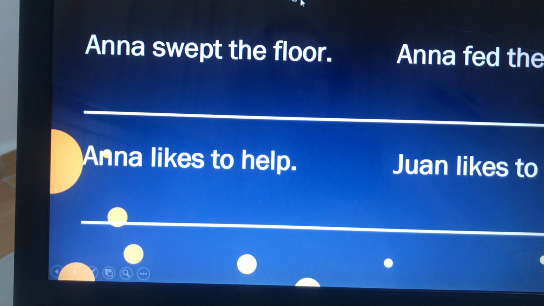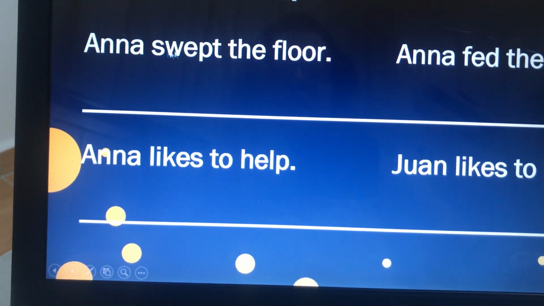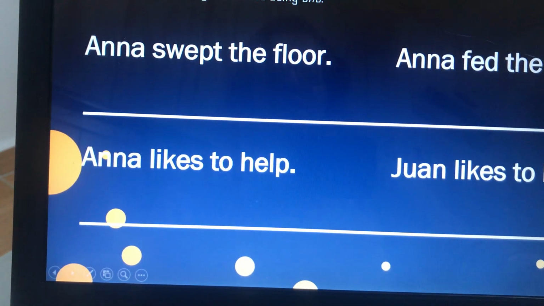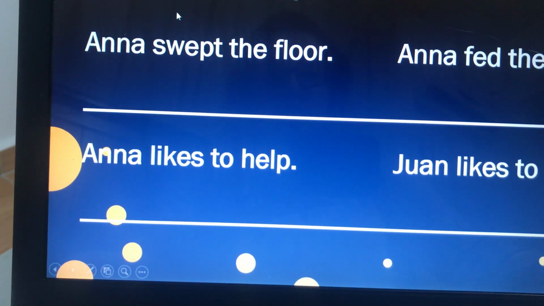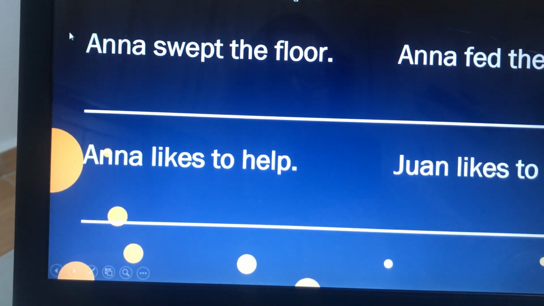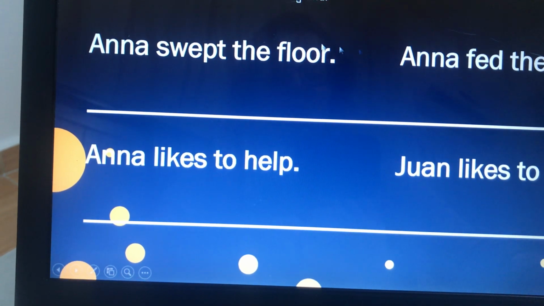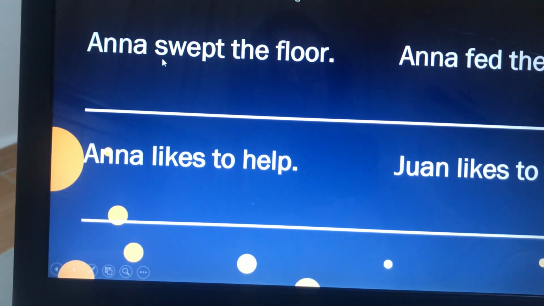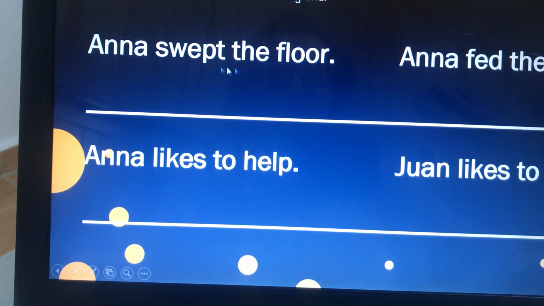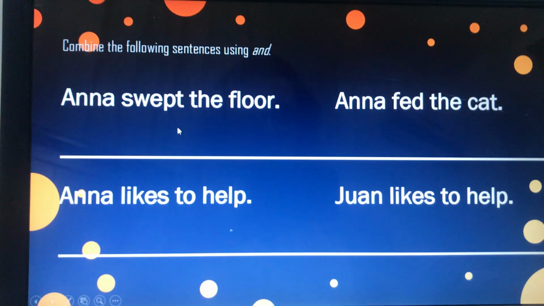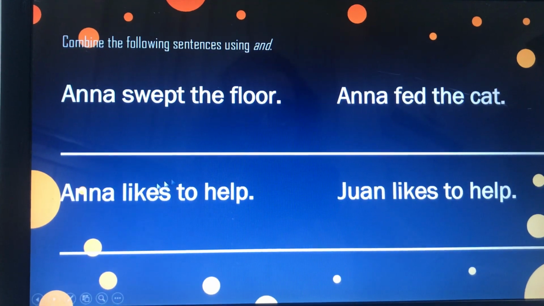Combine the following sentences using and. Anna swept the floor. Anna fed the cat. So to add these, we combine the subjects. Anna swept the floor and fed the cat. So we only wrote the subject once, and we combined the predicate. So Anna swept the floor and fed the cat.